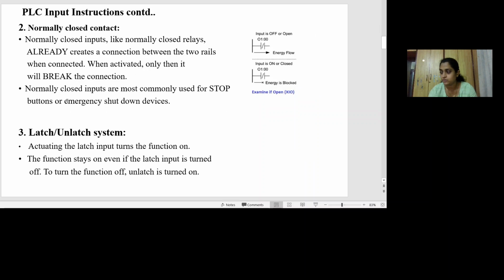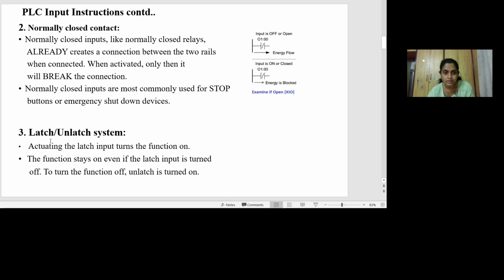Whereas the NC contact, normally closed contact, is also called examine if open. This means that by default the NC contact is closed. So there is a connection between two rails. Only when it is energized, it becomes open. So when it becomes open, some functions will be carried out. Therefore, this contact is also known as examine if open.